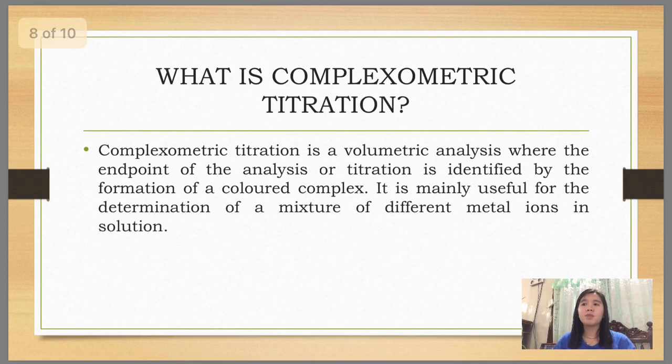What is complexometric titration? A complexometric titration is a volumetric analysis where the endpoint of the analysis or titration is identified by the formation of a colored complex. It is mainly useful for the determination of a mixture of different metal ions in solutions.